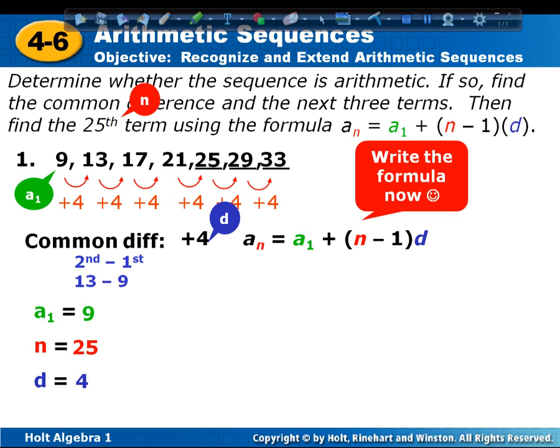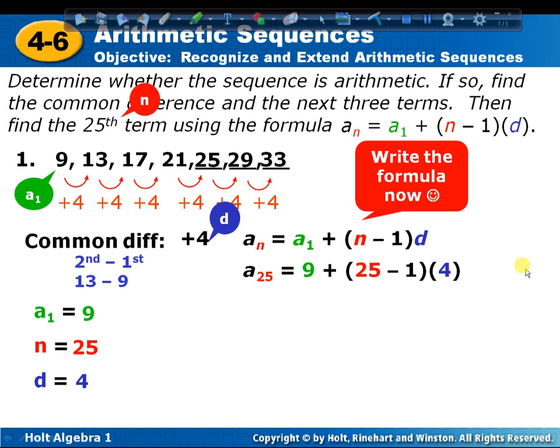Now we're going to plug all these numbers into our formula. And it says write the formula now. I told you to go ahead and write it. If you haven't, go ahead and write it now. We have a sub 25. All this part is a name. It's saying the 25th term equals this. So a sub 1 is 9 plus parentheses n is 25 minus 1 parentheses and 4.